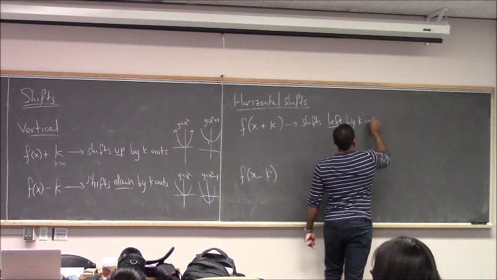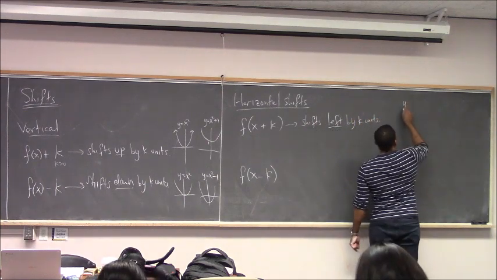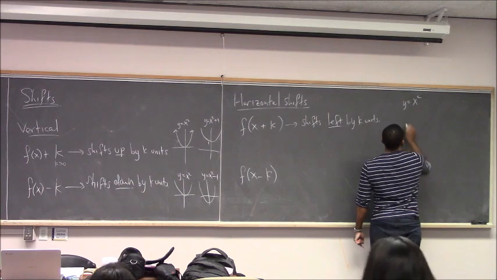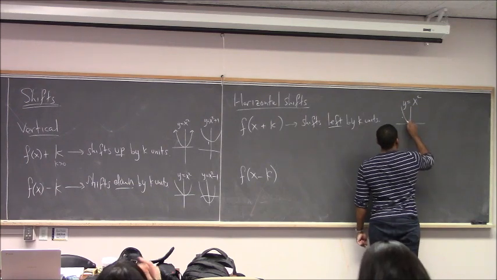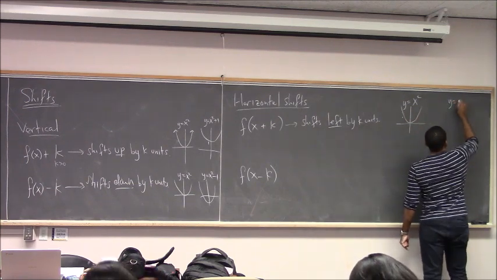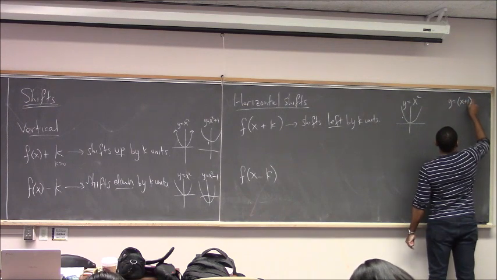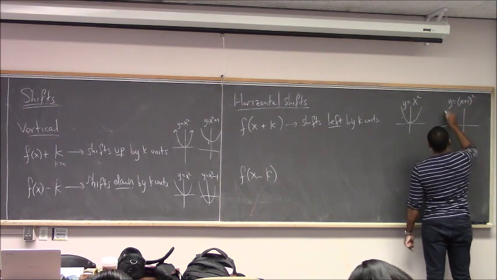by k units. And you can think of comparing y equals, say, x squared, which you know should look like this, compared to y equals x plus 1 squared. That one would shift over here.